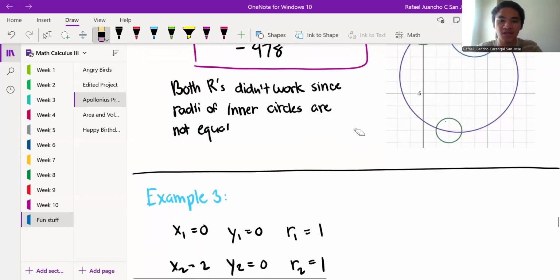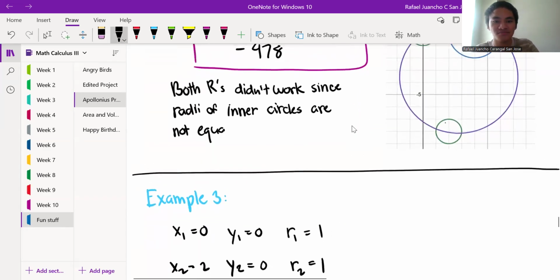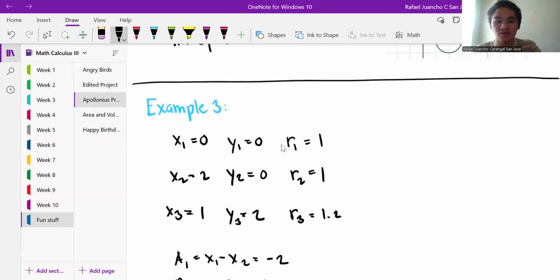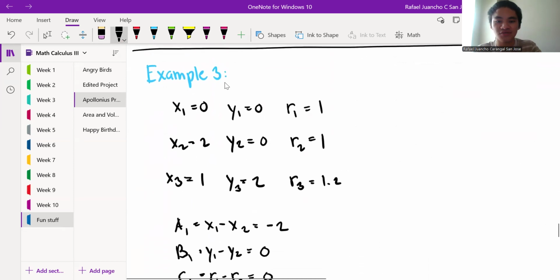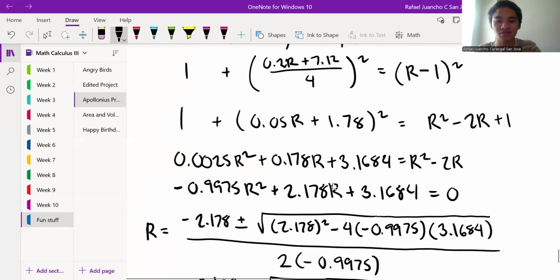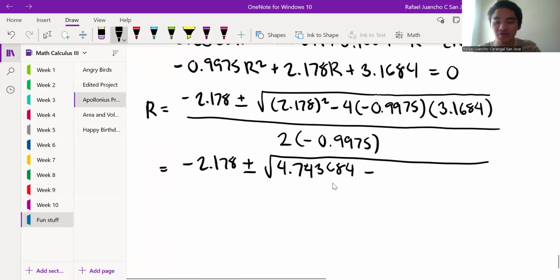Yeah, that was the realization here. Their radii have to be equal. So even if I try this, I doubt it's gonna work. This looks hopeful though. So I'm gonna continue. Let's see if we get it.